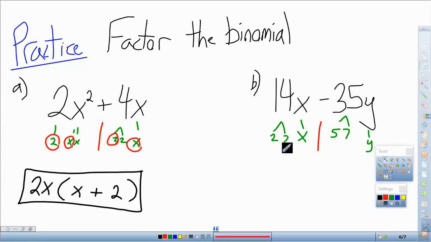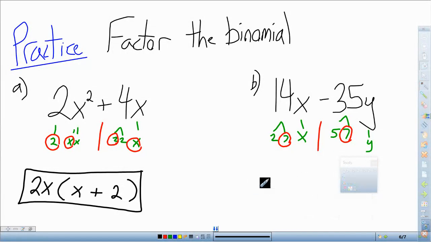What do they have in common? Well, it looks like they both have a 7 in common number-wise. Variable-wise, what do they have in common? Nothing, right? This one doesn't have any x's. This one doesn't have any y's. So on this one, its common factor is just a 7. Just something to realize: you don't always take a variable out of both of them. Sometimes they don't have a variable in common. Sometimes they don't have a number in common. It really depends on the problem.